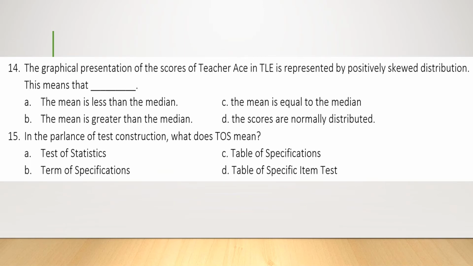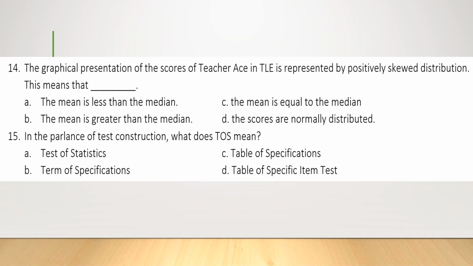Number 14. The graphical presentation of the scores of teacher A's in TLE is represented by positively skewed distribution. This means that, okay, when we say positively skewed distribution, balik gihapon ta sa katong x and y axis. When we say positively skewed, meaning skewed to the right. Skewed to the right siya, meaning naa siya duha ka implications. It's either lisod ang test or mga hina ang mga test takers.